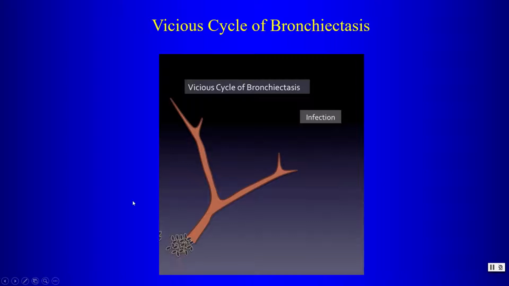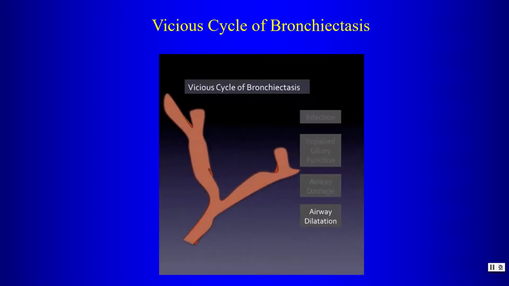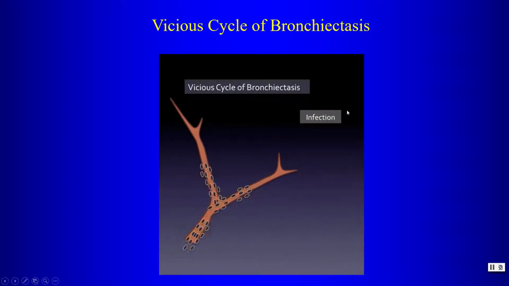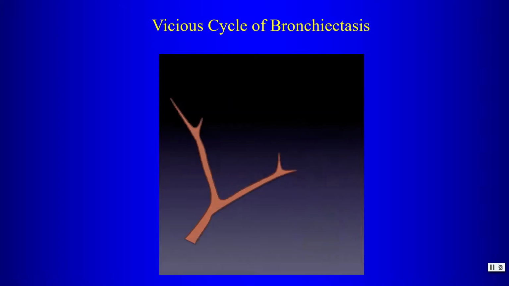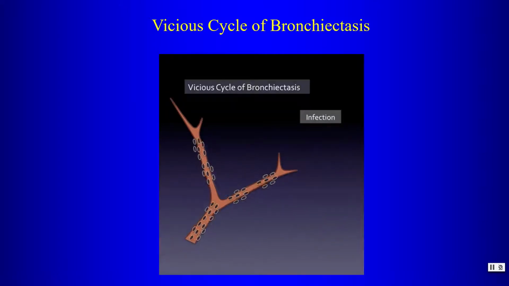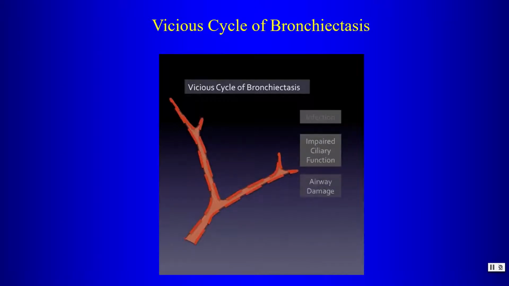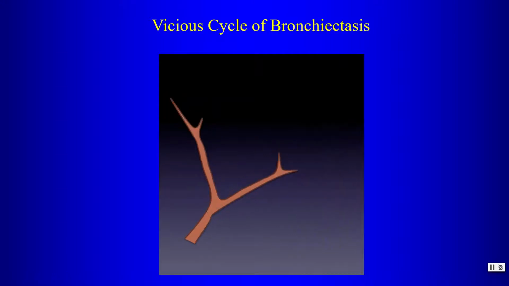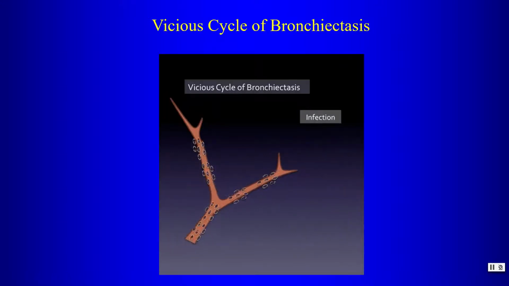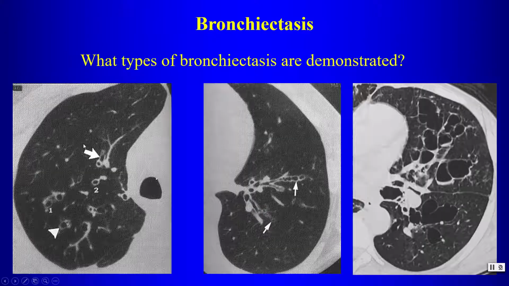So there is a vicious cycle of bronchiectasis that is related to recurrent infections. So what happens is with infection, you damage the mucociliary clearance system. So with that decreased ciliary function, the airways become susceptible to recurrent infection and then to damage of the airways, which results in bronchiectasis. And then that bronchiectasis also predisposes the airways to more recurrent infection. So that's how you get this vicious cycle of bronchiectasis.